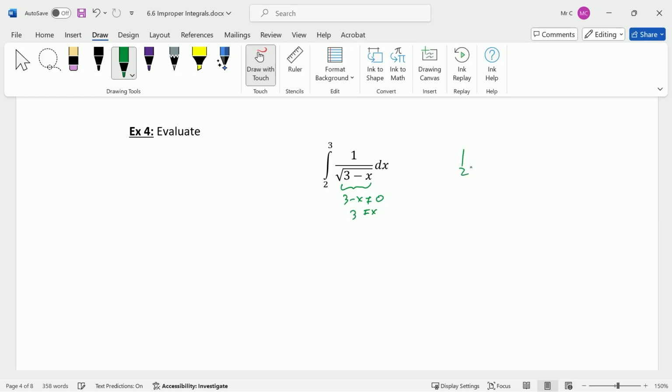So I need to figure out, okay, how do I set up my integral? I look at the interval from 2 to 3 and I go, okay, the discontinuity is over here at 3. So I put some t down here. T has to go towards 3. So t is approaching 3 from the left. So we set up our limit as the limit when t approaches 3 from the left of the integral from 2 to t. And I'm going to change this notation. Instead of 1 over the square root of 3 minus x, I'm going to write 3 minus x to the negative 1/2 power.